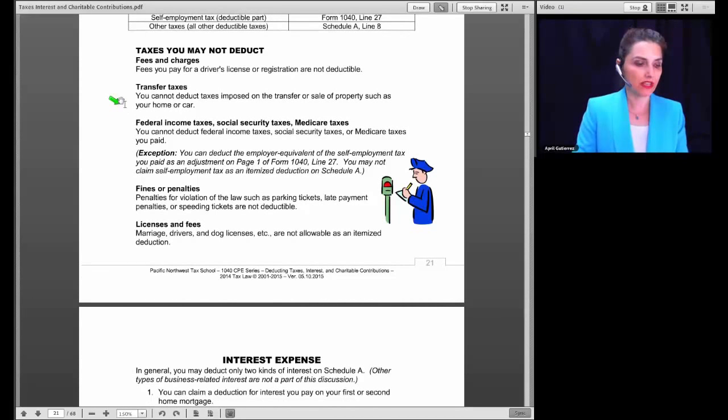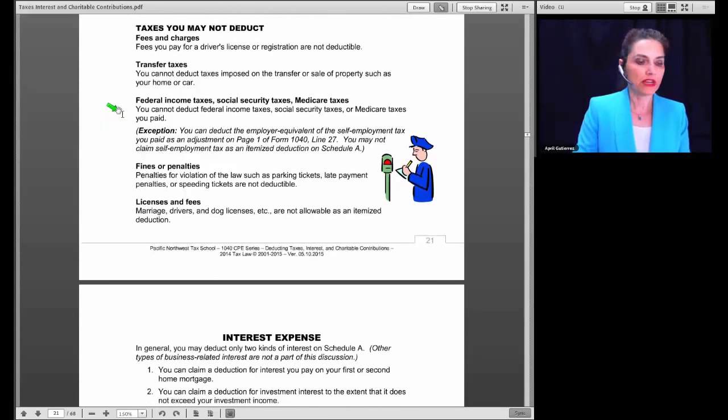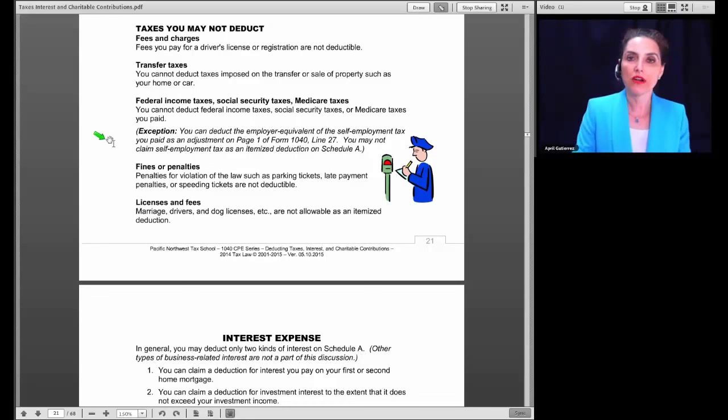Transfer taxes. You cannot deduct taxes imposed on the transfer or sale of property such as your home or car. Federal income taxes, Social Security taxes, or Medicare taxes. You cannot deduct federal income tax, Social Security tax, or Medicare tax. The exception to this is that you are allowed to deduct 1/2 of your self-employment taxes, an above-the-line deduction on Form 1040, line 27. But you are never allowed to claim that tax or the self-employment tax itself on Schedule A.